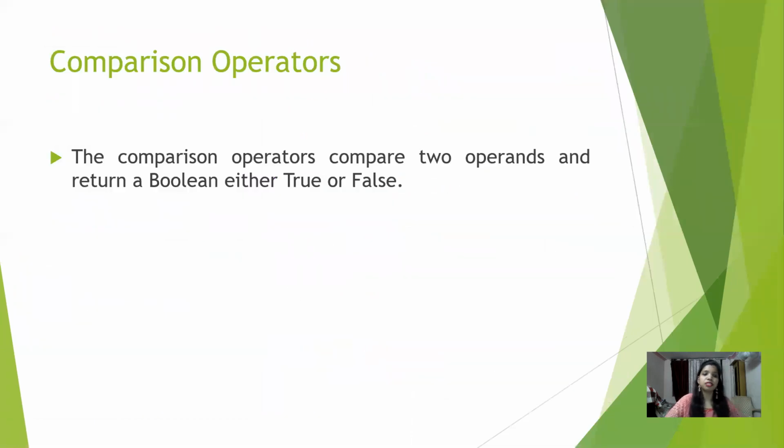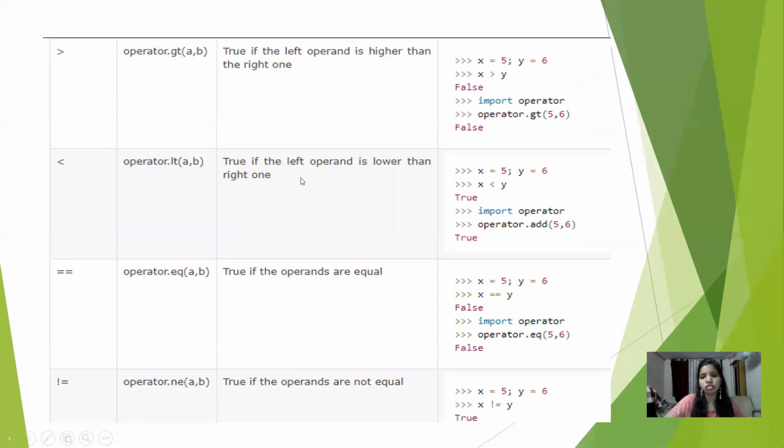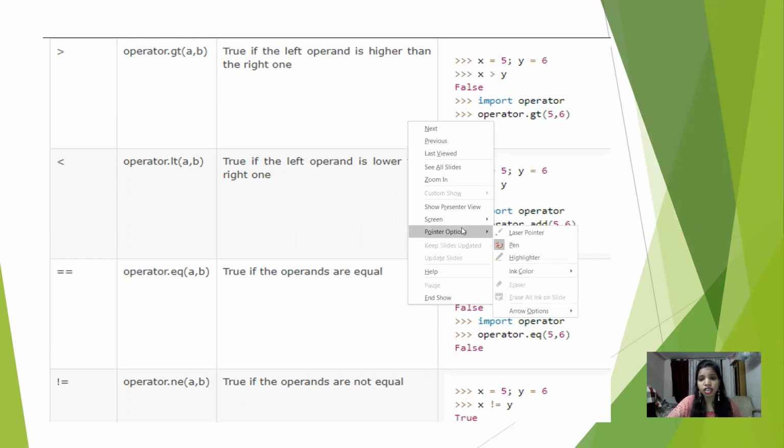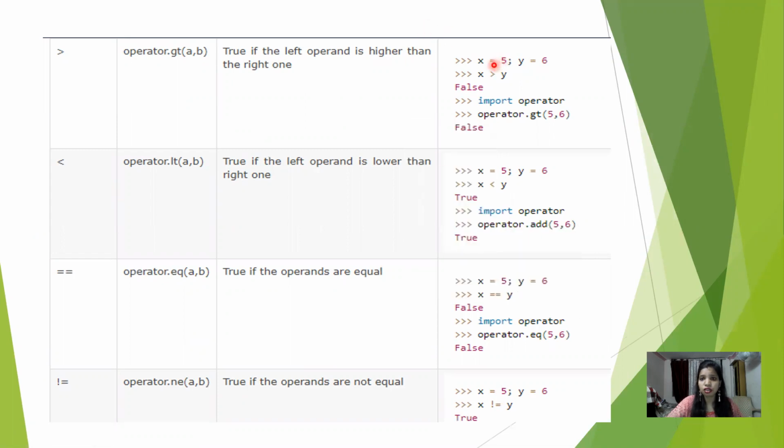Next operator is the comparison operator, which compares two operands. And in comparison, remember the result will be either 1 or 0. So 1 means true and 0 means false. Suppose x is 5, y is 6, and we are checking whether x is greater than y or not. So x is greater than y? If it is wrong, it will show false. If it is true, it will show true.